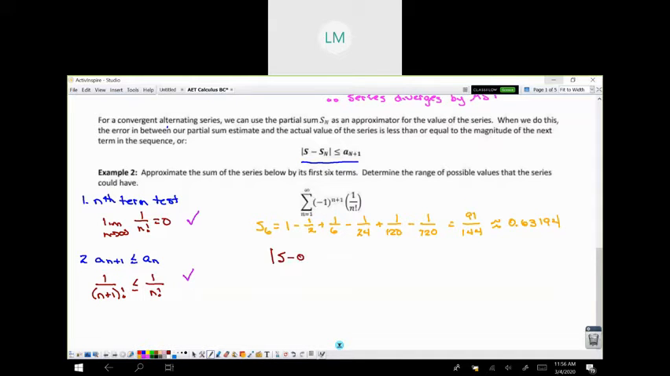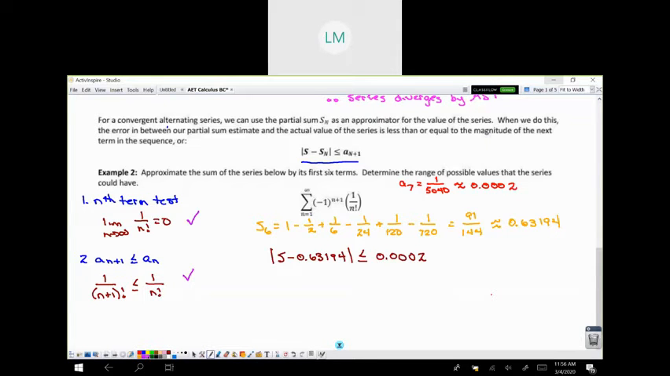So this inequality states that s minus 0.63194 is going to be less than or equal to a sub n plus 1. So we need then a sub 7. Well, a sub 7 will be 1 over 5040, which is approximately 0.0002. So now with this inequality, we have that s minus our sum of our first 6 terms is going to be less than or equal to 0.0002.